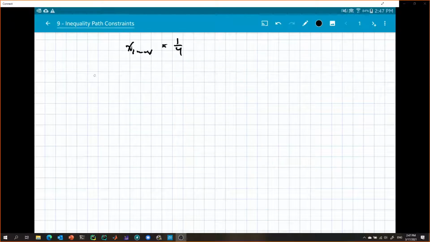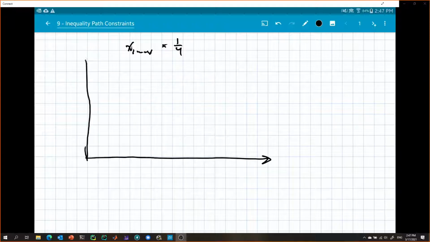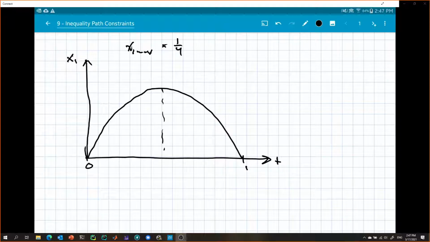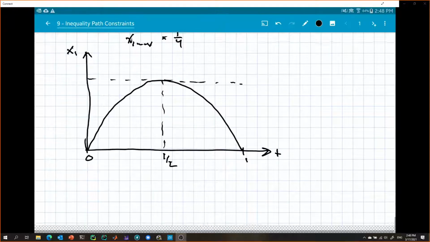And just so we see, let me pop that out. So we have x and t, well, this is x1. We have a parabola that does that. This is 1 and this is 0. And then up here, this is at 1/2, and this is 1/4.